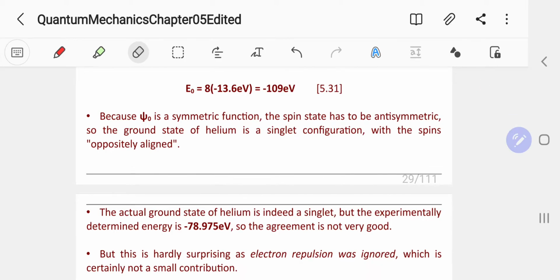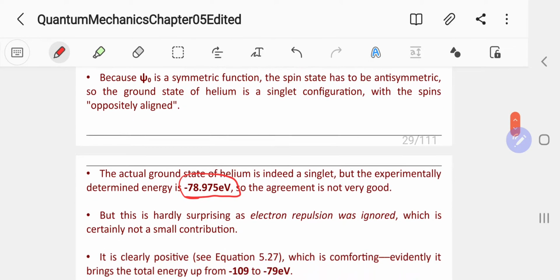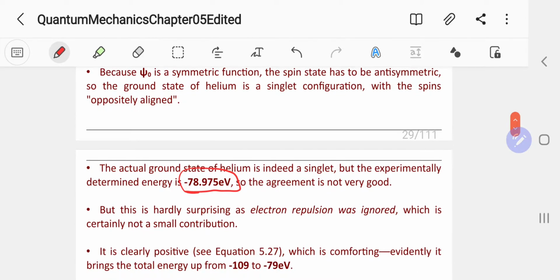So the helium, if you disregard the third term of the Hamiltonian, will have an energy of negative 109, but experimentally it's only negative 78.97 electron volts. This is not a good agreement. So in that case, the repulsion of the electrons has a large contribution to the energy of the atom.